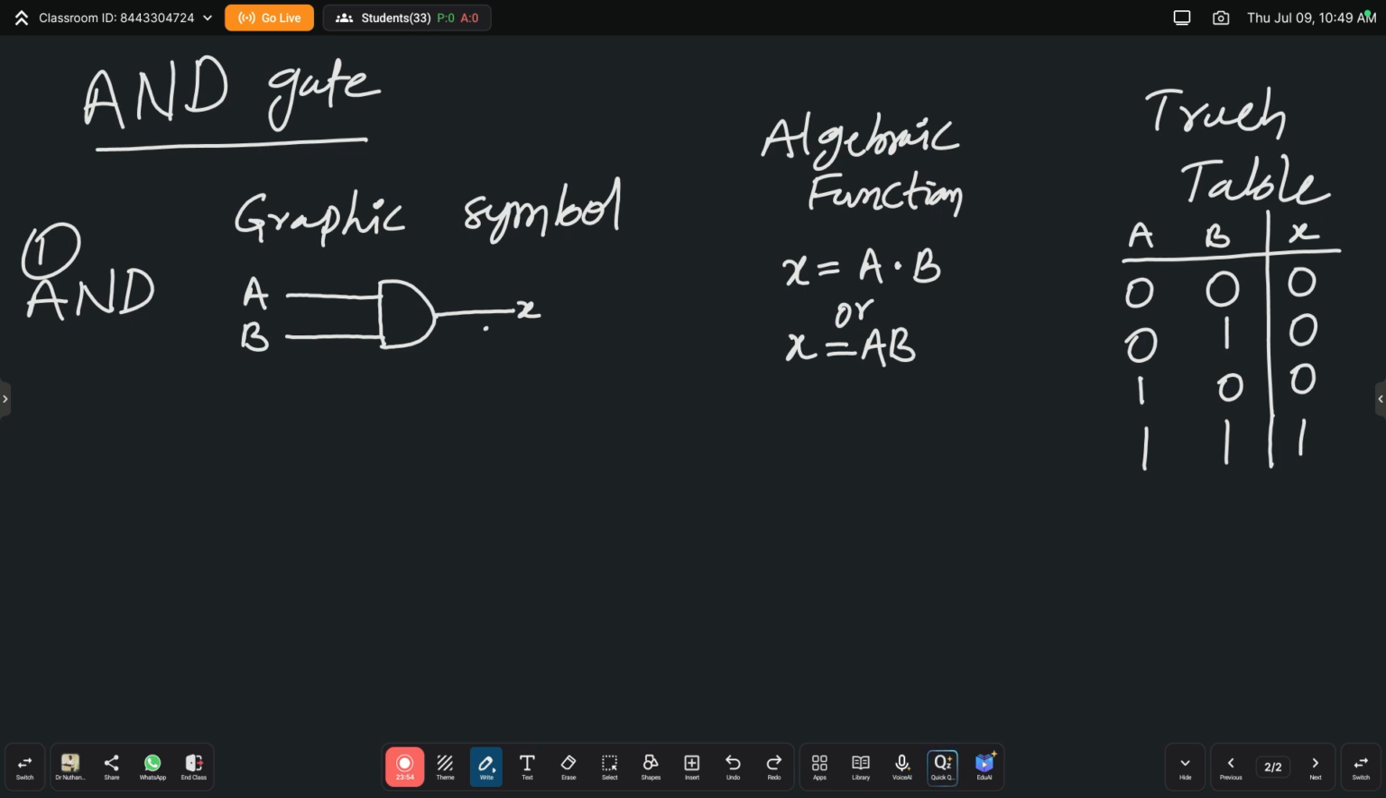OR gate. You can write it the same way as the AND gate, I already gave the definition. What will happen? If any one input is 1, it will return 1. Otherwise, it will return 0. Do it, right? Write it out.